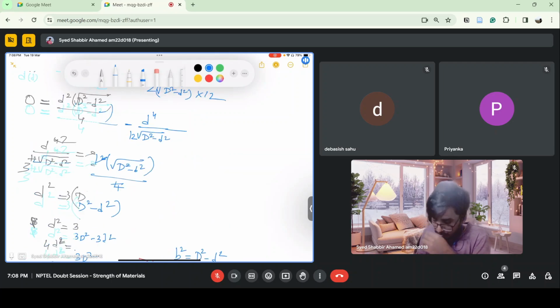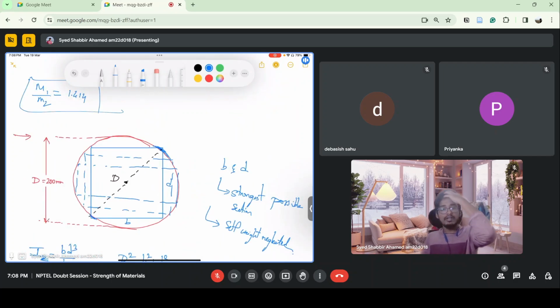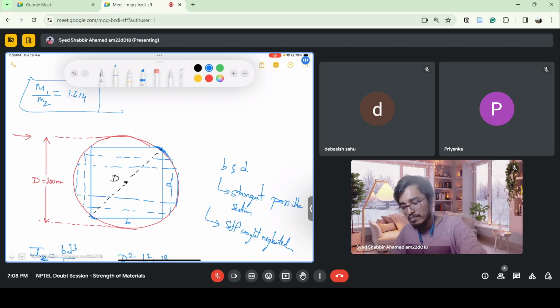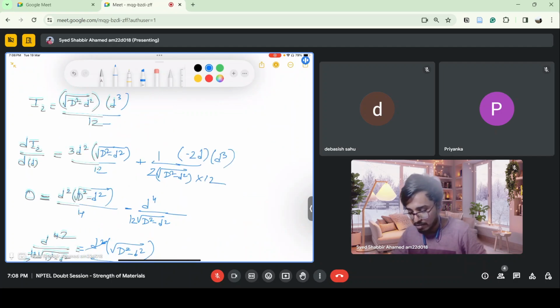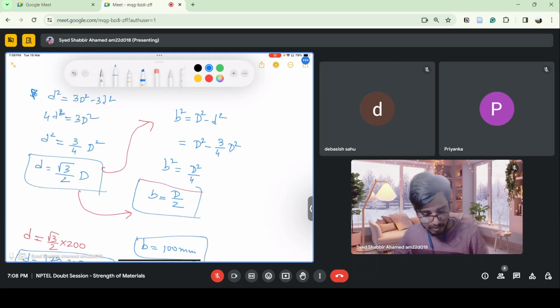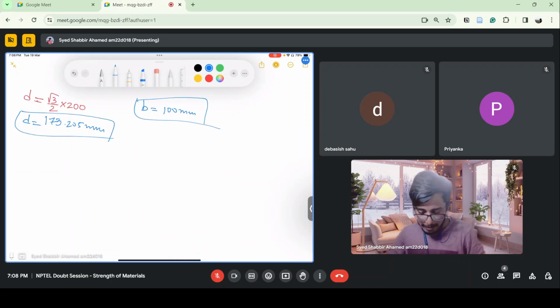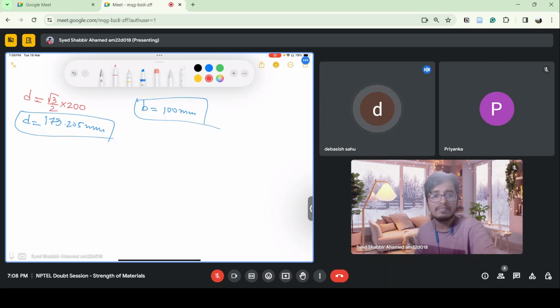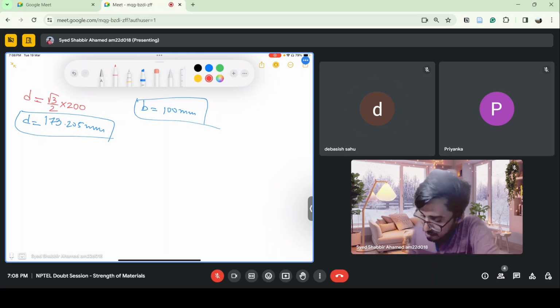So this is how we cut the section from this circular cross section such that the bending stress is minimum, or the section is the strongest for the bending moment which is applied. I hope it is fine. If you have any doubts, you can ask. Okay, so next we'll take this question.